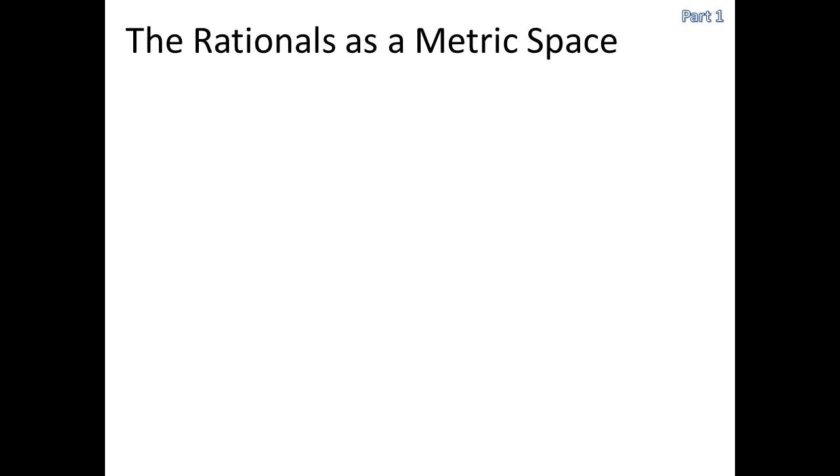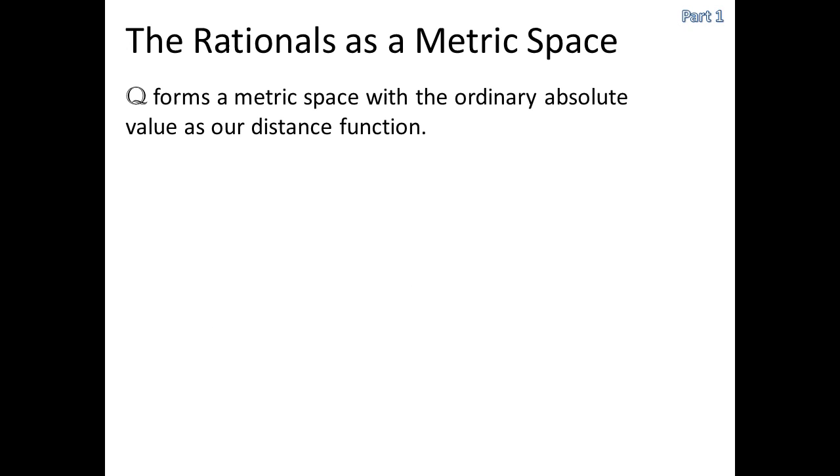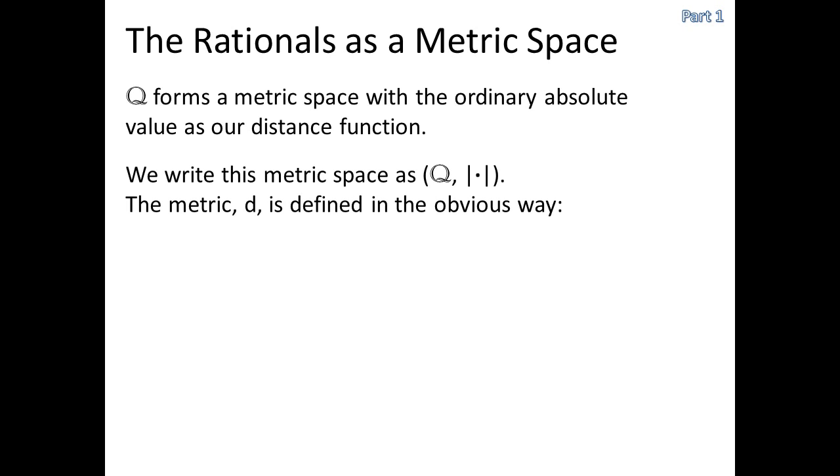So this should look pretty familiar to our definition of the absolute value, and it's lucky in a way because it means that we can use the ordinary absolute value together with Q to form a metric space. We'd write it like this, and the metric is defined in the obvious way, that the distance between 2 points is just the absolute value of their difference.